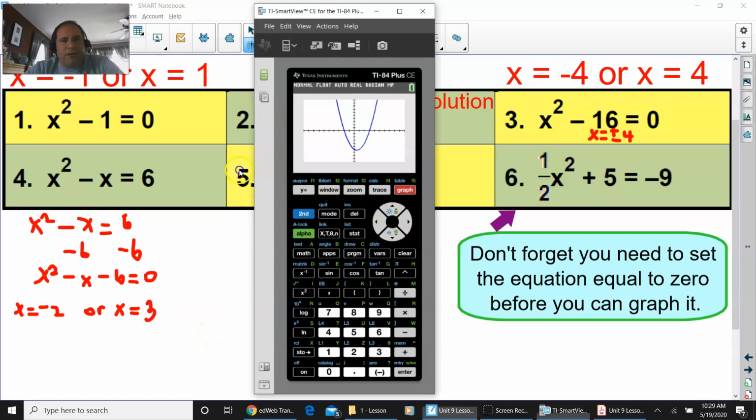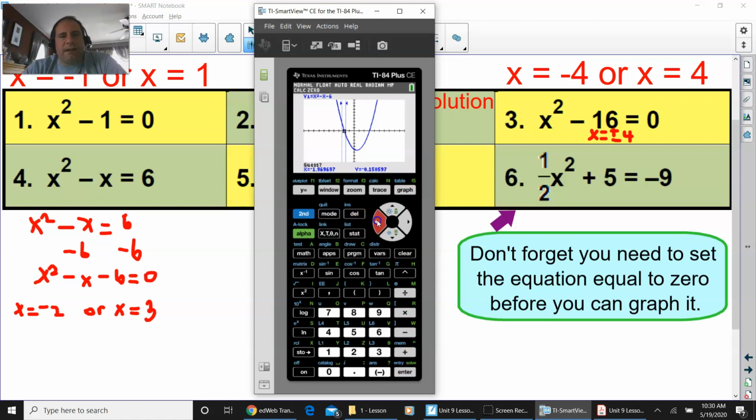Right, so we're going to just check that out. Press second function, trace, and it'll take you to the calculate page. Press the 2 for 0, and we're going to go left bound and just make sure that this is a -2, and then we'll go right bound and then press enter.